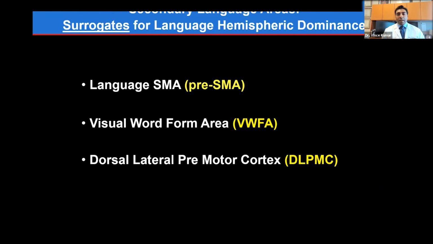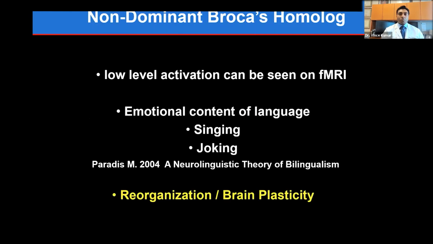So these three language areas, in addition to being secondary language areas, are also useful to look at for determining hemispheric dominance, because sometimes if there's a tumor infiltrating Broca, then there's very little fMRI activation in that area. And Wernicke's area can have bilateral activation, so you can't completely rely on that. So looking at these three secondary language areas can help you determine hemispheric dominance. And so that's very useful to know.